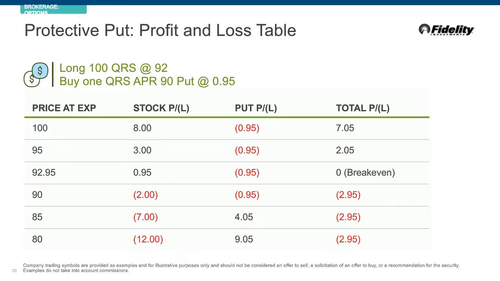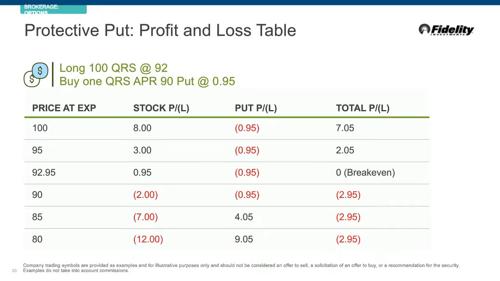And so if some really terrible news comes out and stock QRS goes all the way down to $50, well, instead of losing $42 a share on our $92 stock, we lose $2.95 a share.